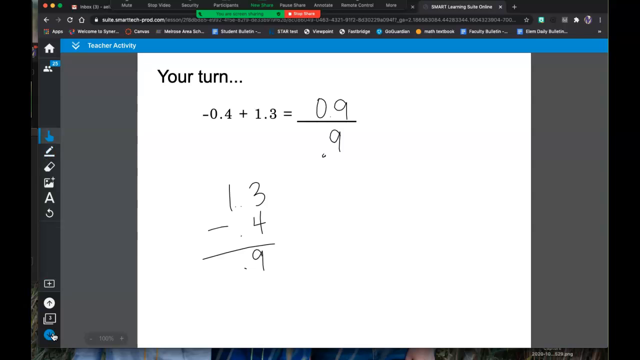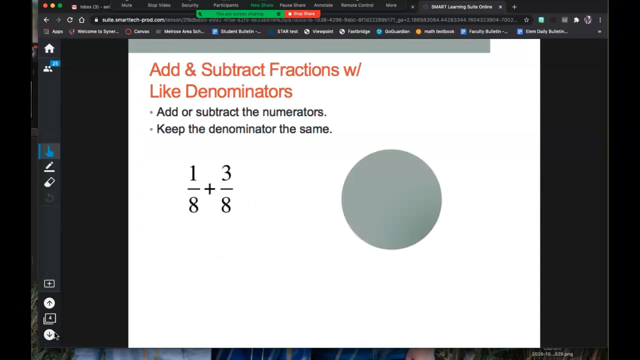Okay, then we're going to go to the next thing, which is adding and subtracting fractions. Today is going to be really easy because we are just adding and subtracting fractions with like denominators. So the denominator is always going to be the same, and all we have to worry about is the numerator. Hopefully we all remember a little bit how to add and subtract fractions.